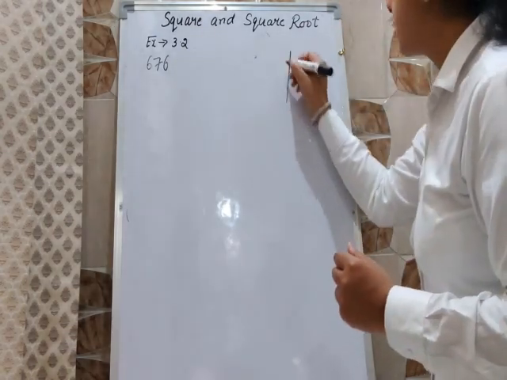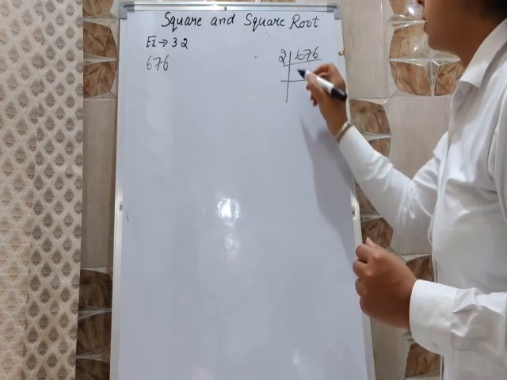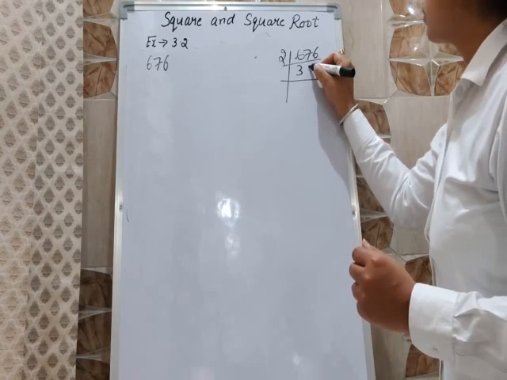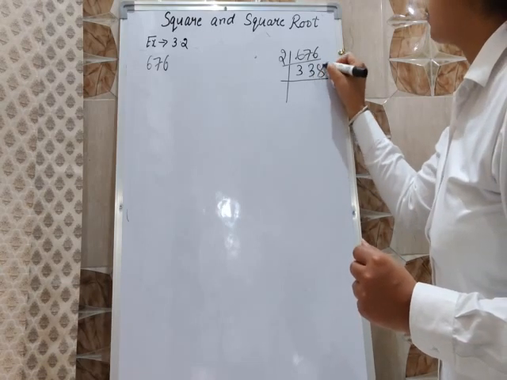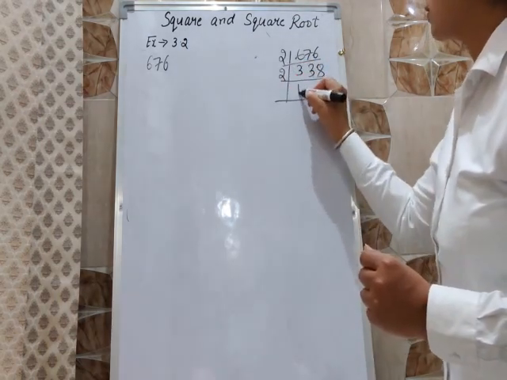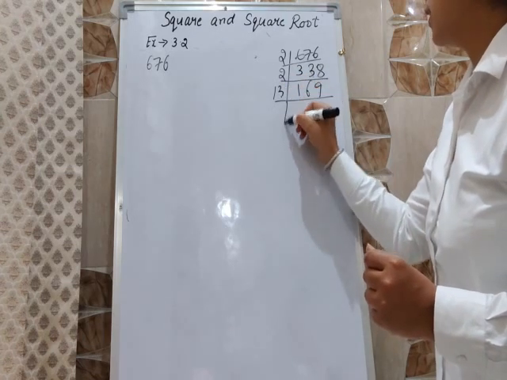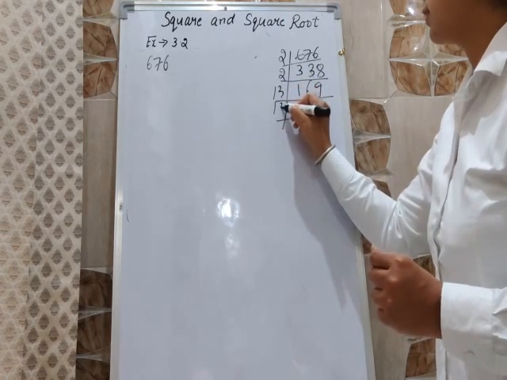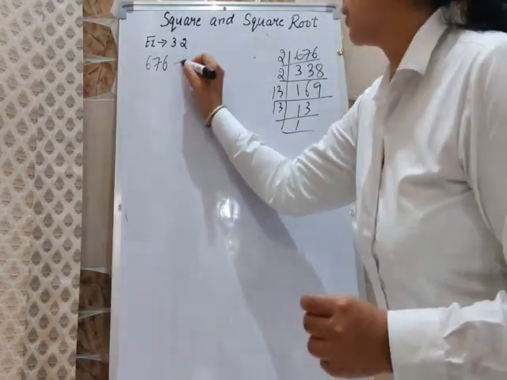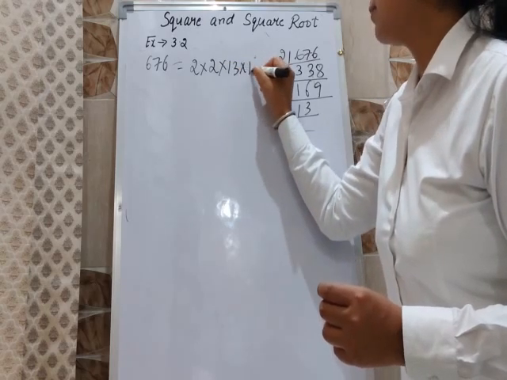So we have to take 676 here and make the factors by using factorization. We will get 338 here. Again, 169, 13 and 13. So you have to write it as 2 multiply 2 multiply 13 multiply 13.